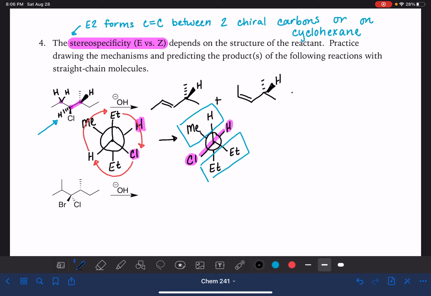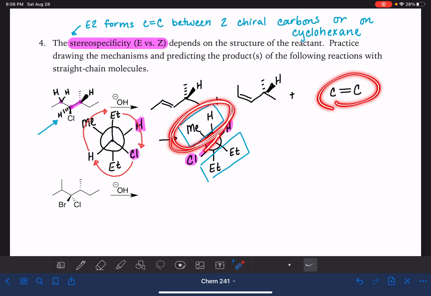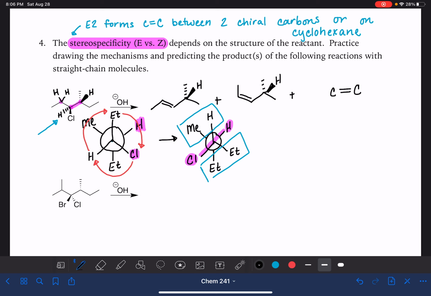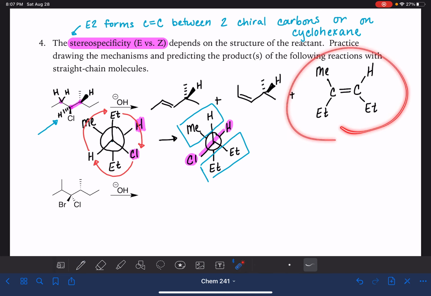Now, when we go to translate that into a drawing, typically I don't try to take this Newman projection and turn it into a really pretty clean line structure, at least not at first. What I'm going to do is just draw a carbon-carbon double bond, and I'm going to say I've got a methyl and a hydrogen that are on the same side of my carbon-carbon double bond, so it's going to look like this. And then I've got two ethyl groups that are also cis to each other, or on the same side of the double bond. And that's my representation for the third product of the molecule here.